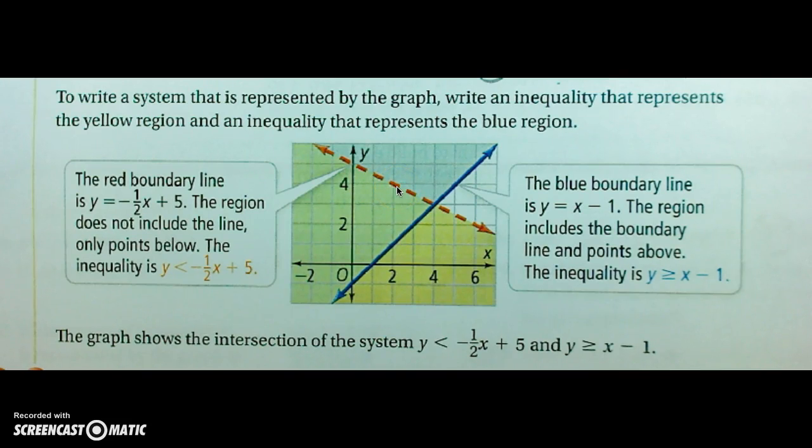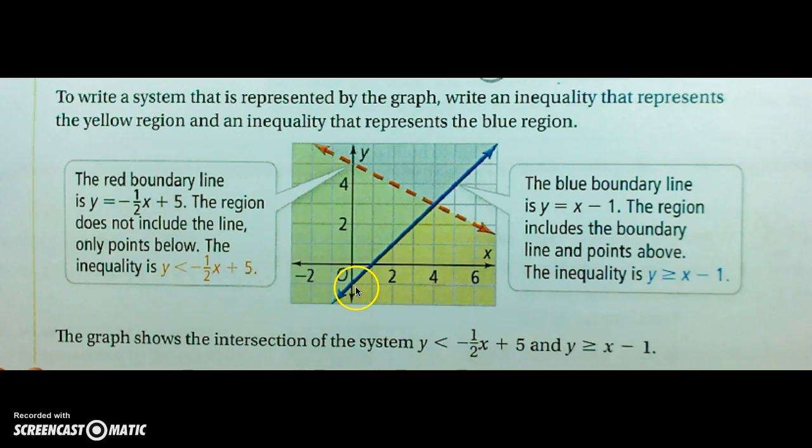So we know that's the region. And this says equals to, but this line is not a solid line. And then we are also shaded below the line. So there's our y is less than, because it was shaded below the line. If we go over to the blue, we have our y is equal to, but we notice that the blue is shaded above. So here we have y is greater than or equal to x minus 1.